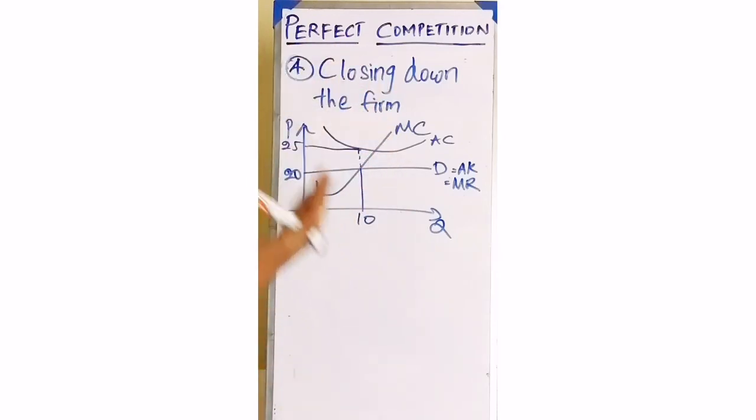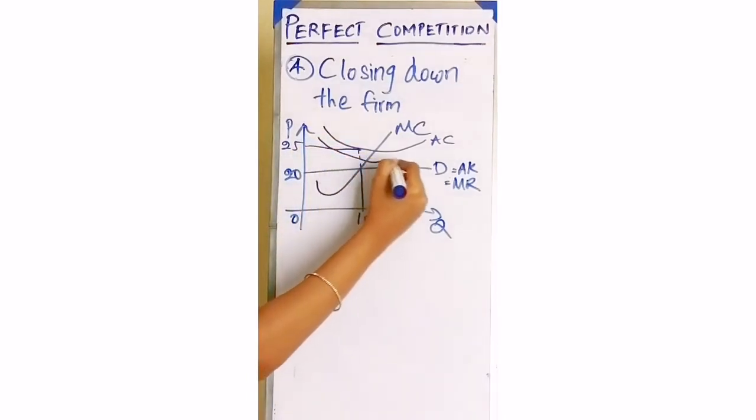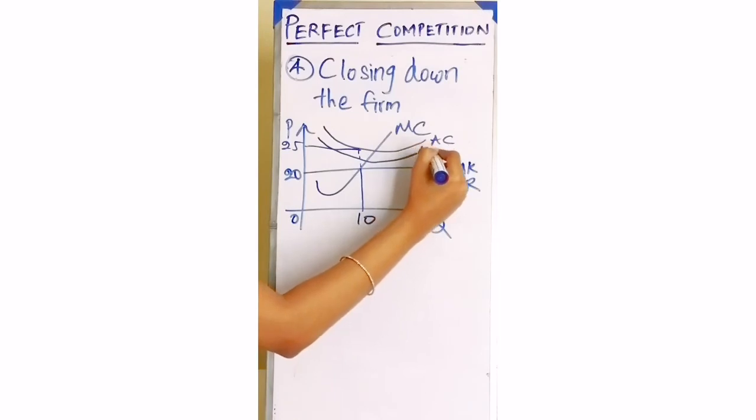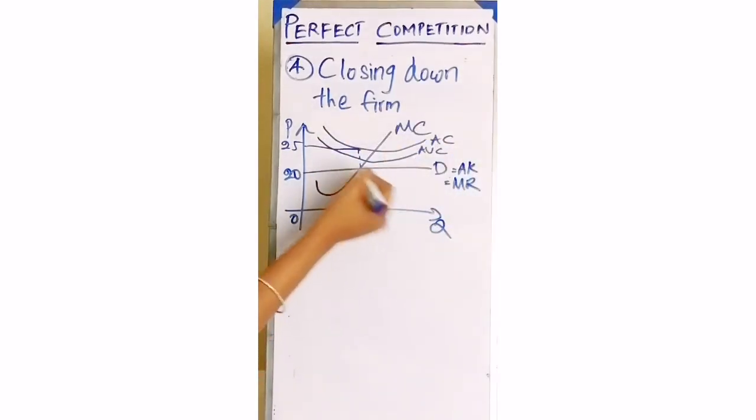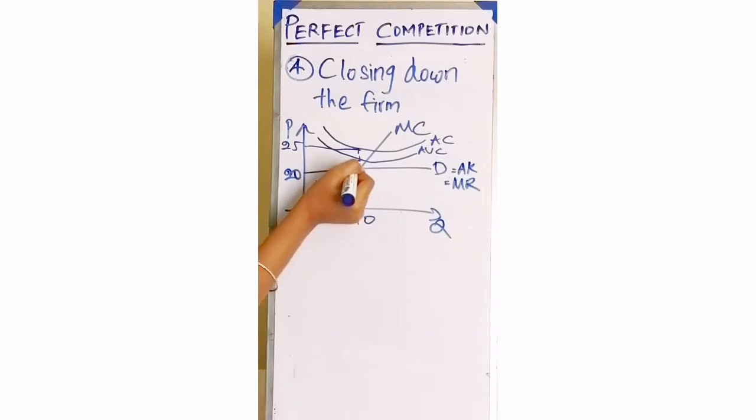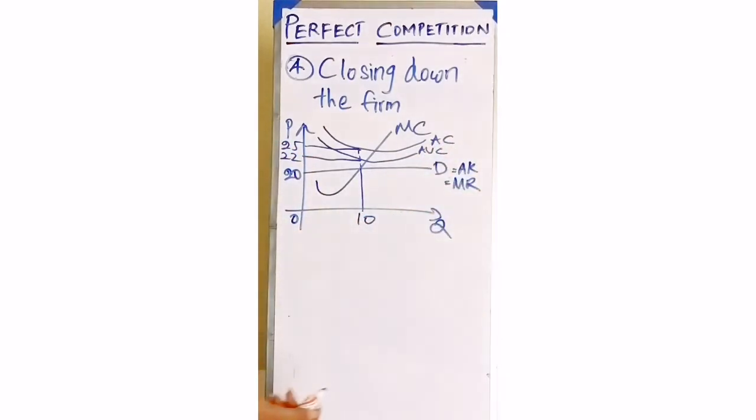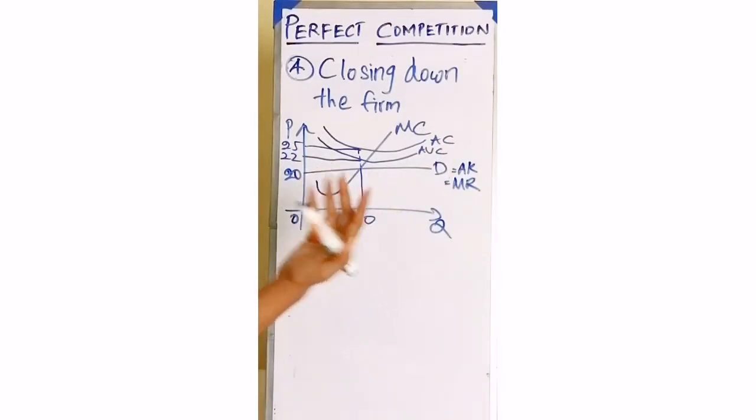Whenever it is not even able to cover its average variable cost. The average variable cost is also going to be above the demand. So once again, at the number of units of 10, it's going to cut here, at around 22. So at this point, this particular price of 20 is not capable of even covering the average variable cost. So at this point, the firm is going to get closed down.